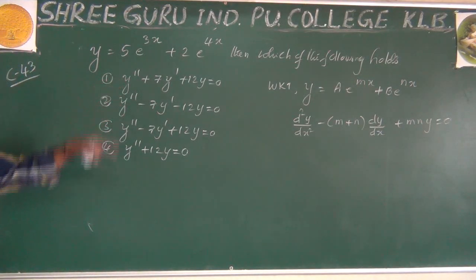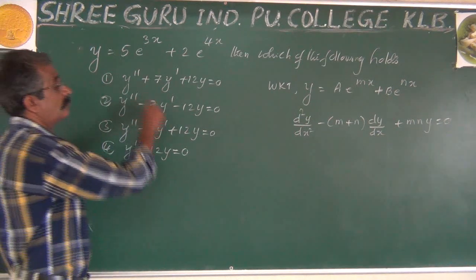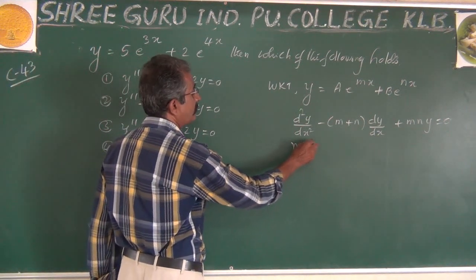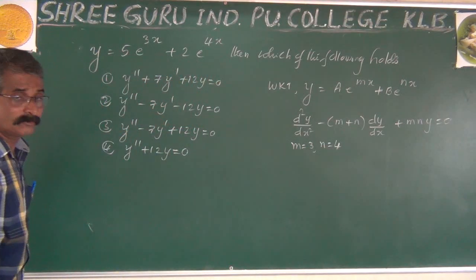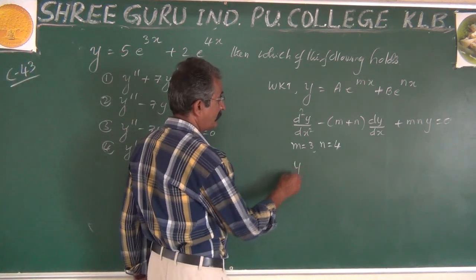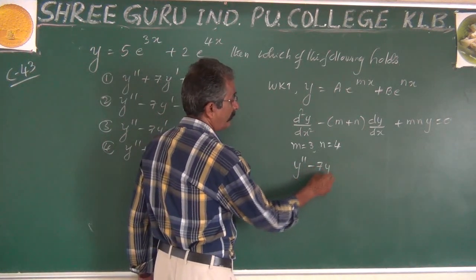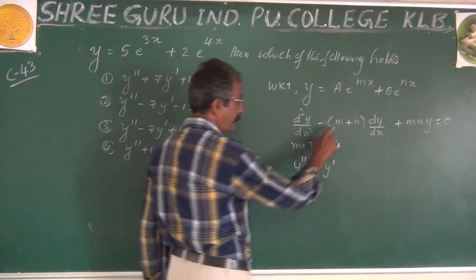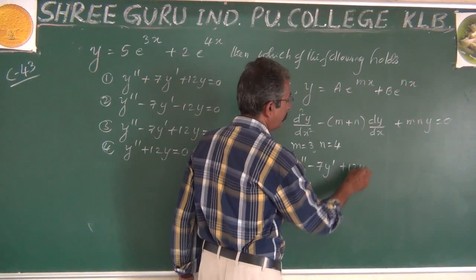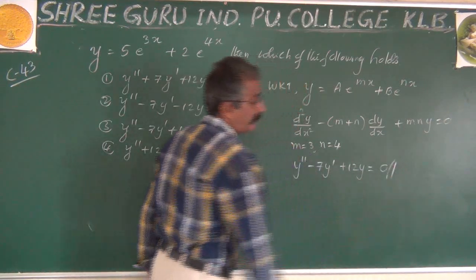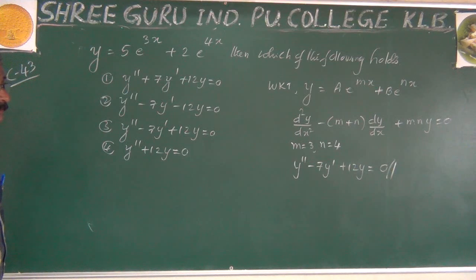So let's use that standard result in this particular problem. m is 3, n is 4. The answer becomes y double dash minus 7y dash, because 3 plus 4 is 7, plus 3 into 4, 12, so plus 12y equals 0. That's all. Very direct answer in less time. But provided that the answer is kept in memory very correctly.